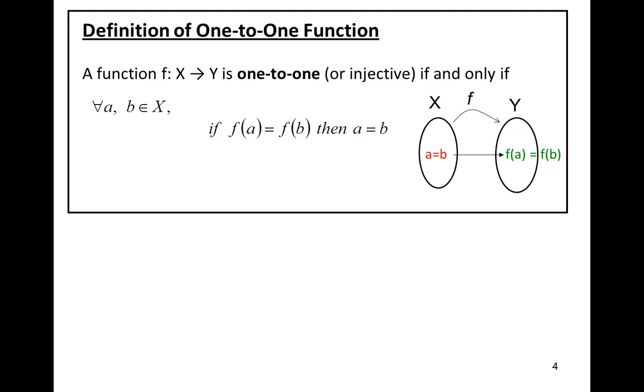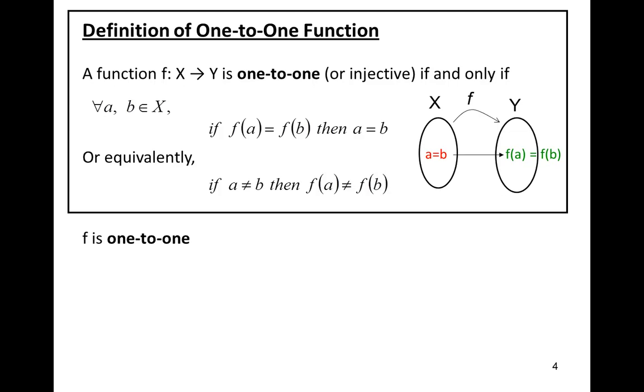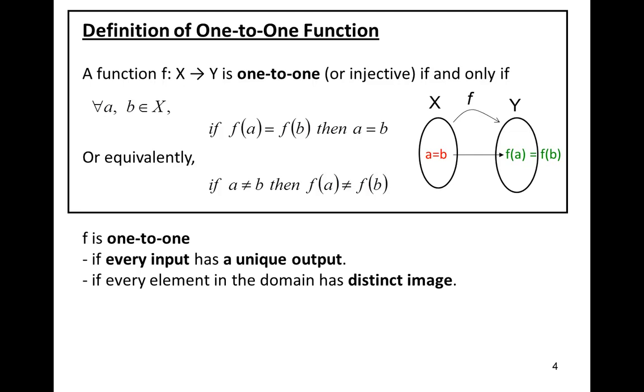If we say it the other way around, we would have this. If a is not equal to b, then f(a) is not equal to f(b). This is the contrapositive statement, which is perfectly equivalent. Based on the definition, we can deduce that if f is one-to-one, then every input has a unique output, or every element in the domain has a distinct image. So they cannot share the same image.